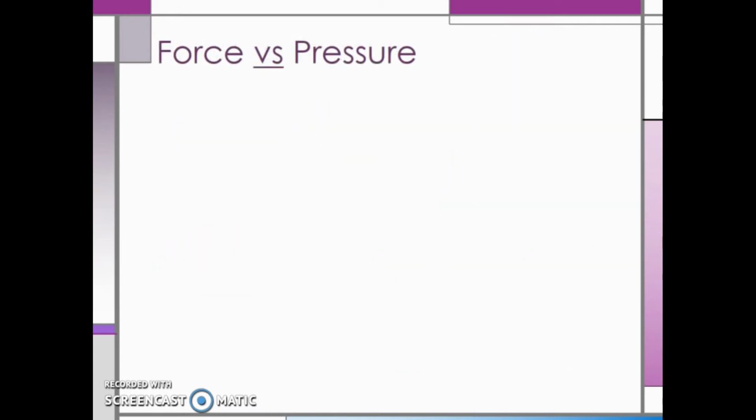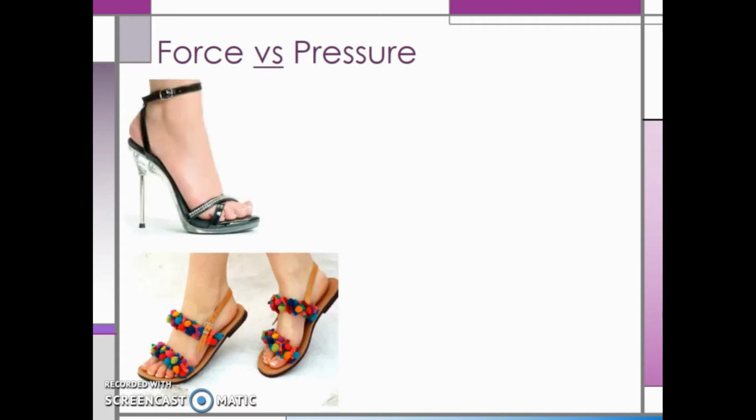Before we look at any examples that we have to solve, let's think about how force and pressure are related. If we have the same weight on two different types of shoes, we know the one with more area will apply less pressure. We looked at this example in the last unit.